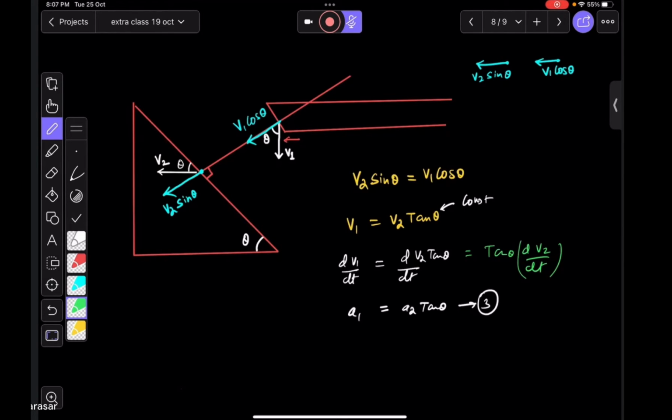Accelerations are not equal, because I know that somewhere they can make changes where theta is changing, and then that statement will become wrong. Okay, understood?